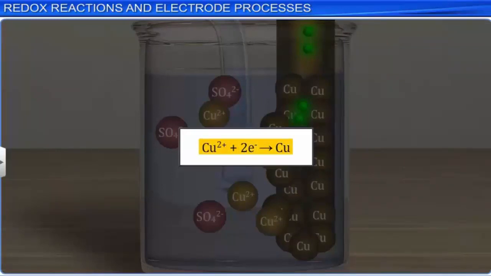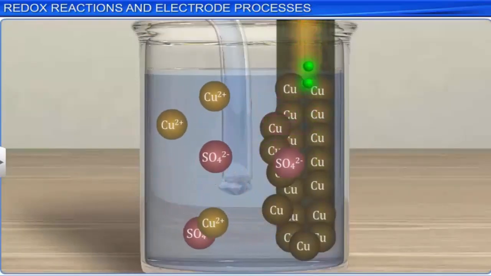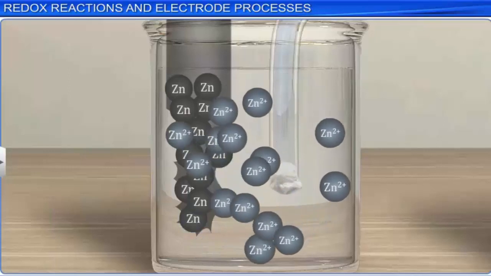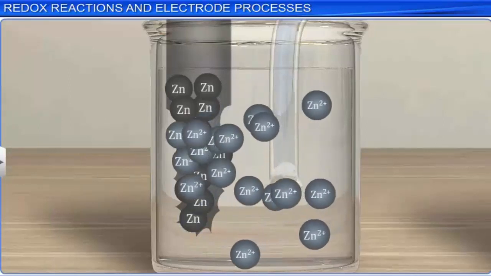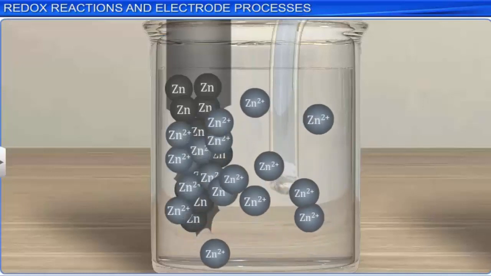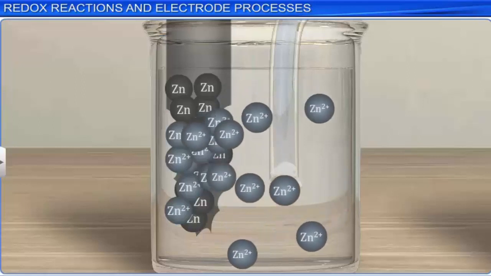As the reaction continues, the excess zinc ions accumulate around the zinc rod in the zinc solution. Due to this, any further oxidation of zinc stops as the repulsion among Zn2+ ions increases.